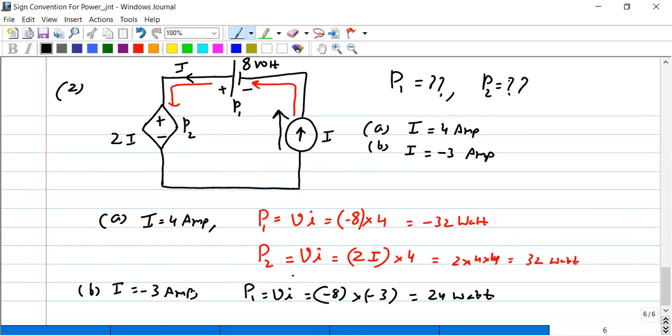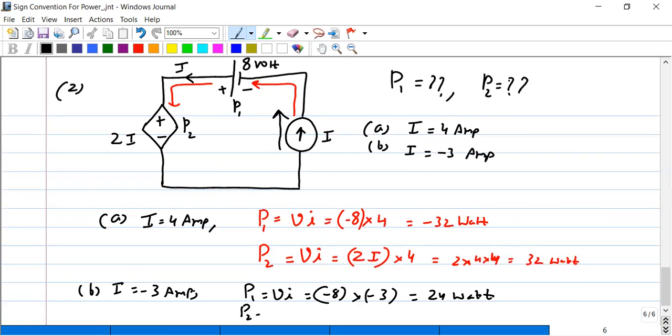See, I have taken the voltage source. Current is entering the negative terminal. So if current enters the negative terminal, it should be minus V into I, and what is the value of I given to you? I given to you is minus 3. Minus 8 into minus 3 is 24 watts. That means this power is being absorbed by this source.